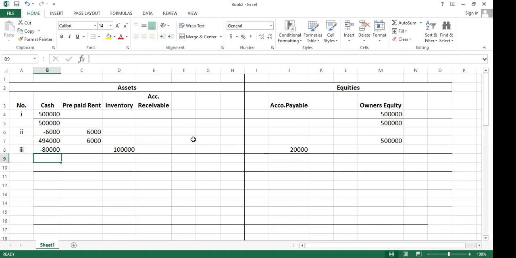Cash is 414,000, and prepaid rent is 6,000, and newly added inventory 100,000, and newly added accounts payable account 20,000, and owner's equity 500,000.